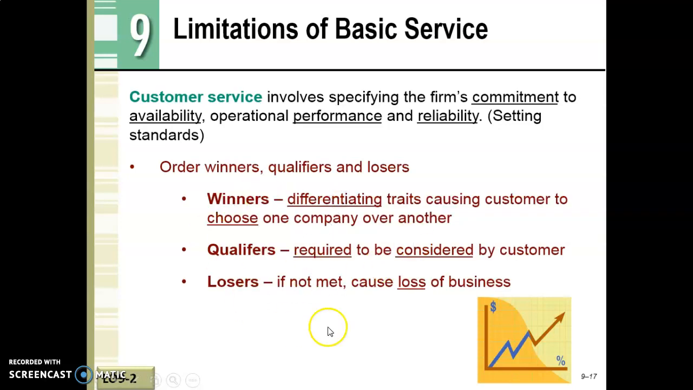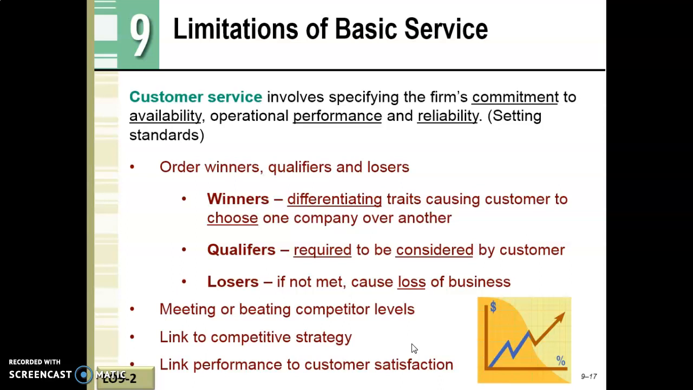From the past, we've studied this concept that in order to earn some business, we may need to meet the customer's bare minimum requirements to be a qualifier, to even be considered. But if we want to win them, we have to differentiate and give them a reason to choose us over another company. And if we don't meet their qualification standards, we're going to lose the order, but we may lose them as a customer.